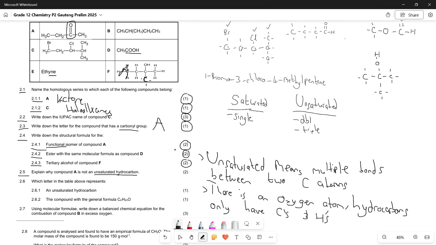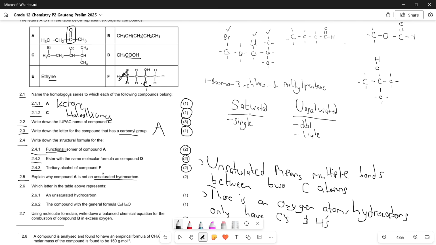So this explanation would earn us 2 marks dealing with the unsaturated portion and the hydrocarbon portion, because there are no double or triple bonds between the C's, and there should only be carbon and hydrogen atoms, and we have an oxygen atom attached to the C. Cool. And that just earned us 2 marks over there.